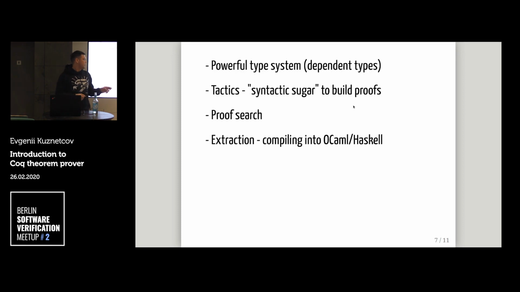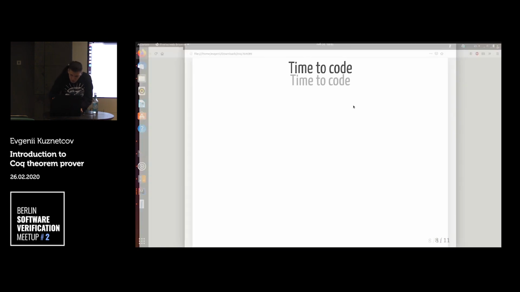Then finally, you can take a Coq program and compile it. But Coq doesn't have a compiler to binary code by itself. Instead, it uses extraction. It takes source code in Coq and translates it to source code in another programming language. Most mature implementations of extraction extract to either OCaml or Haskell. Okay, let's do some code.